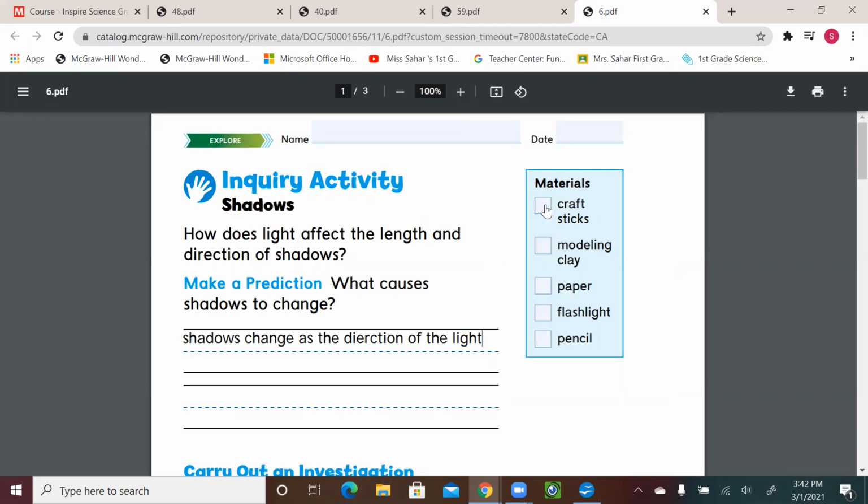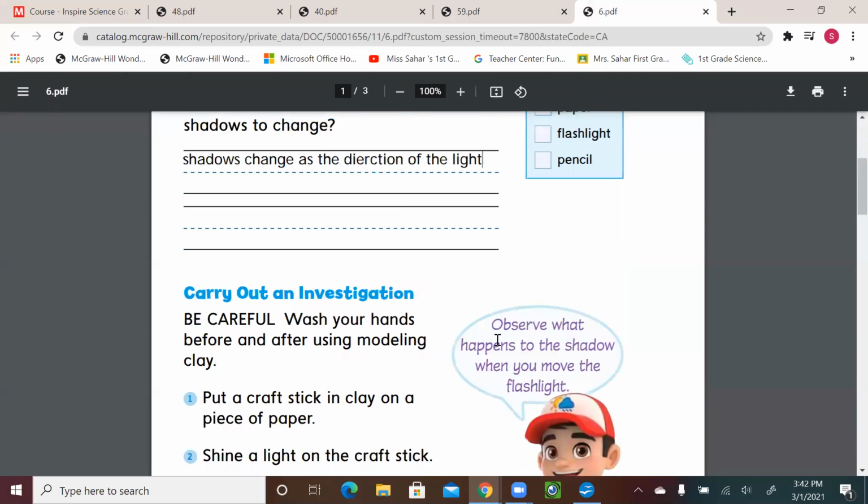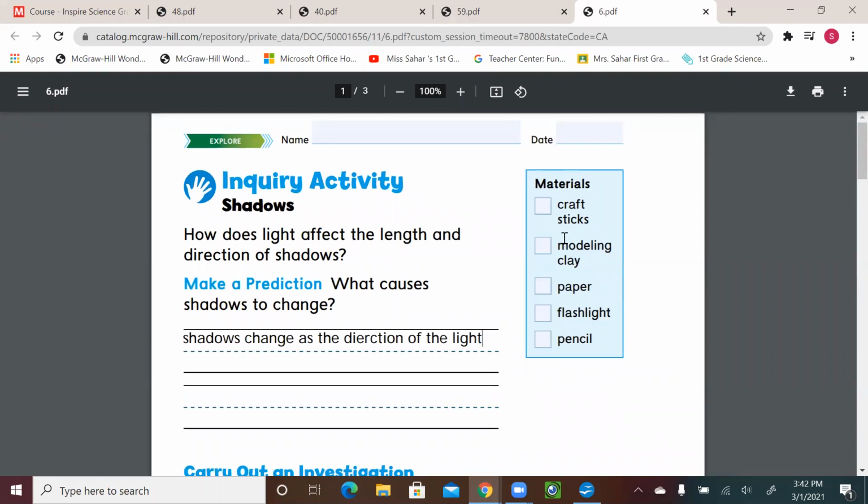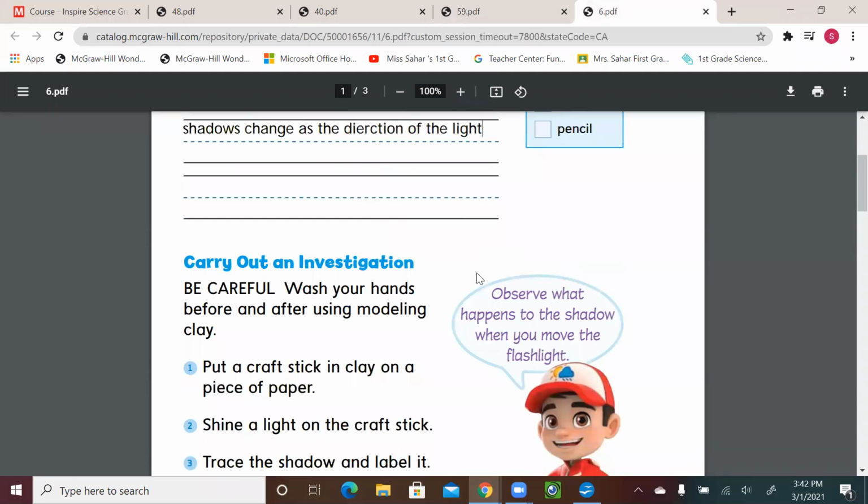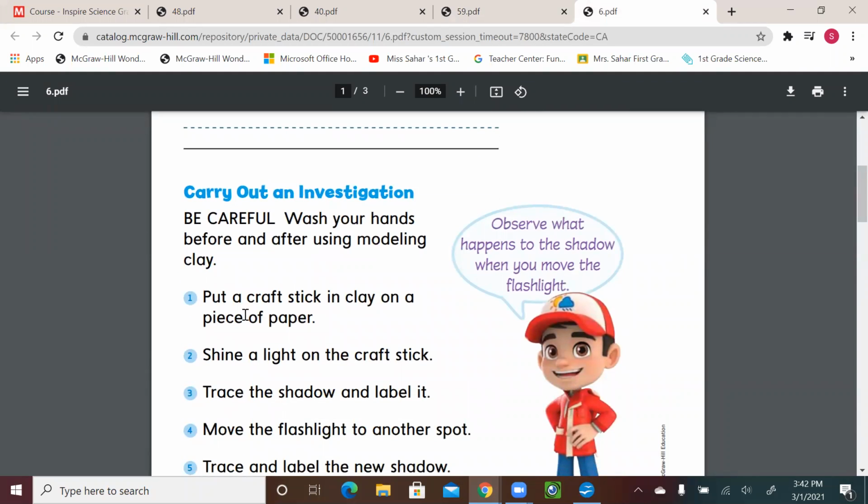Over here we have a little experimental activity. What we need: craft sticks, modeling clay, paper, a flashlight, and pencils. If you have these materials, we can do it. Other than that, it's okay. So let's see what they do.